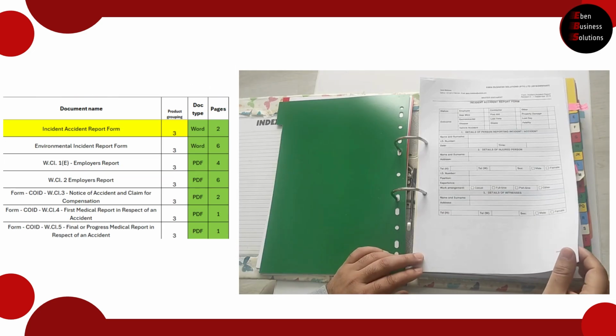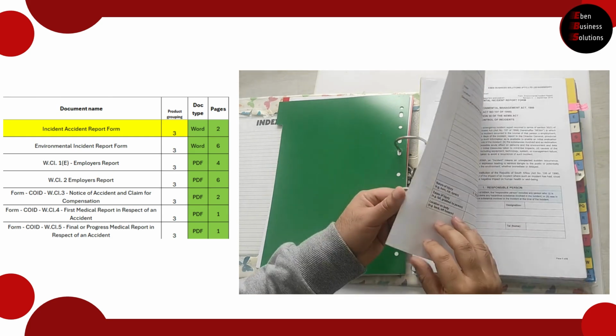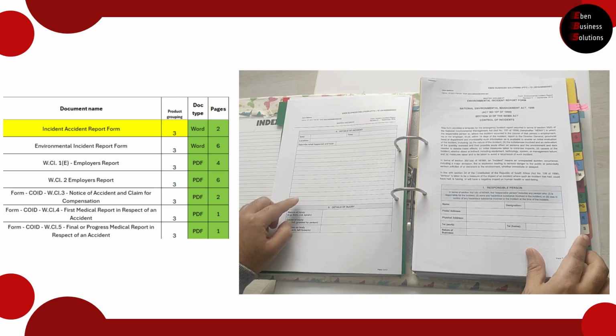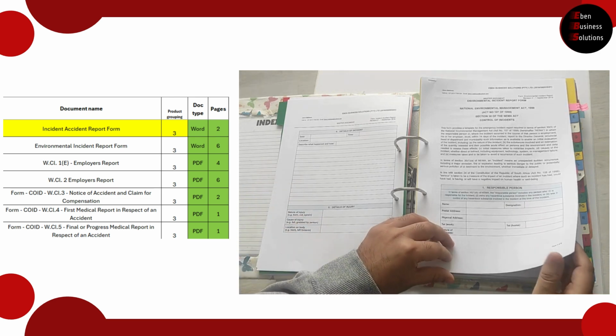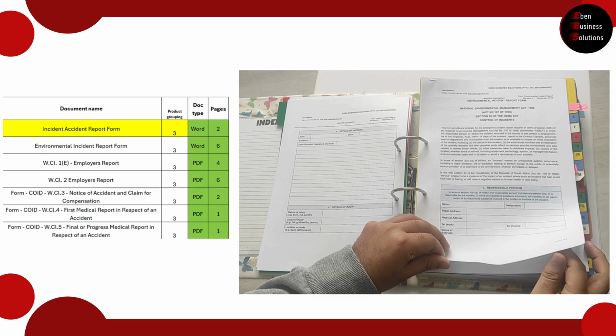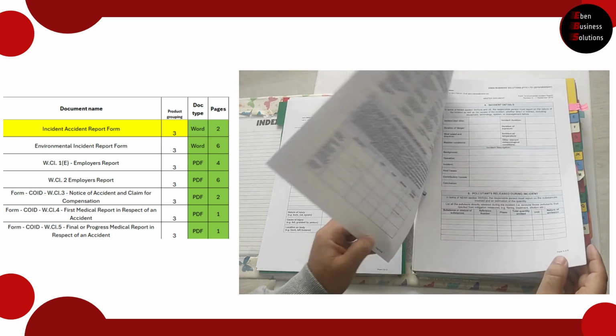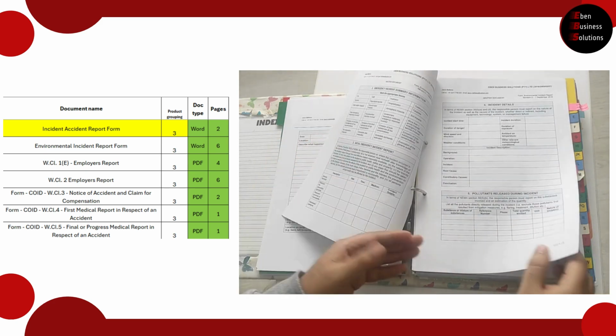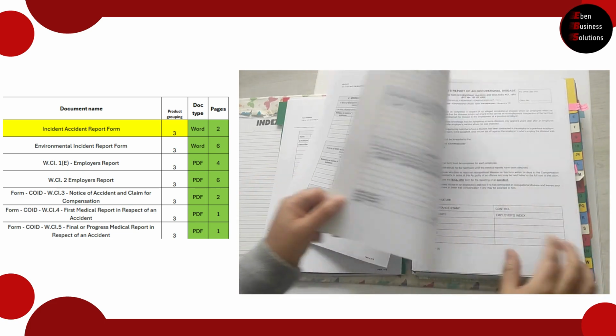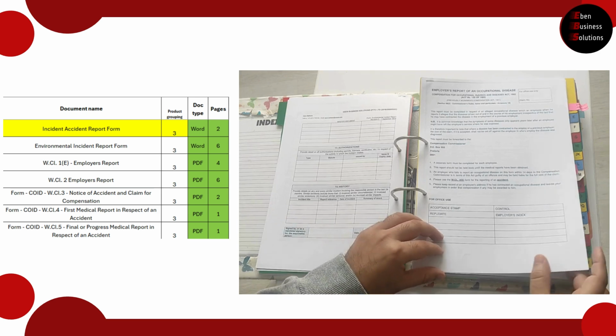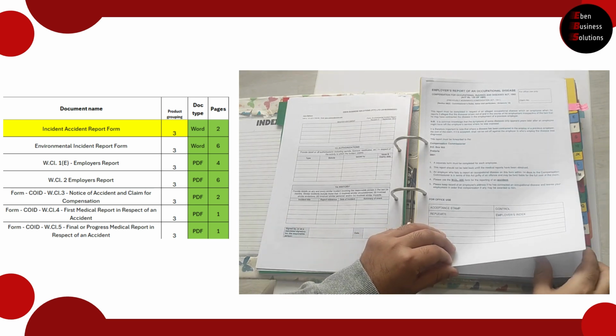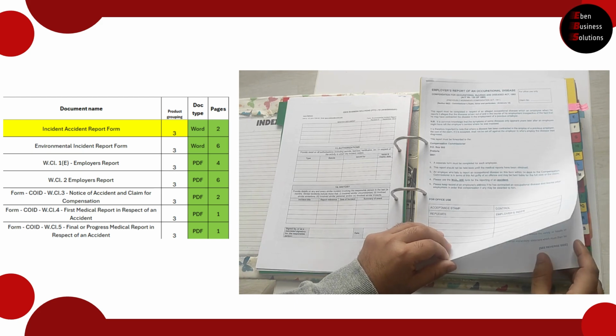This is the incident accident report form. It talks about the details of the injury. An environmental incident report form, if anything happens that impacts the environment, this needs to be completed. And then these are documents from the compensation department that need to be completed if there's an investigation.